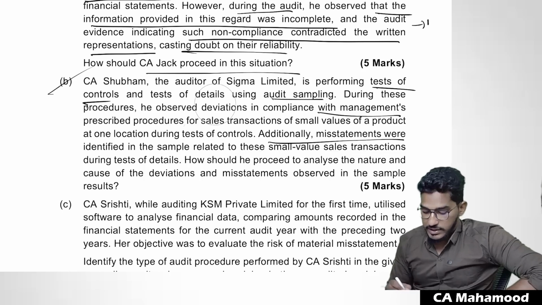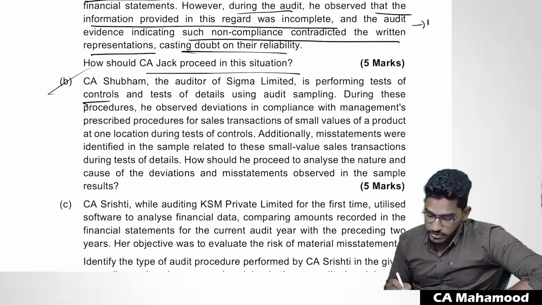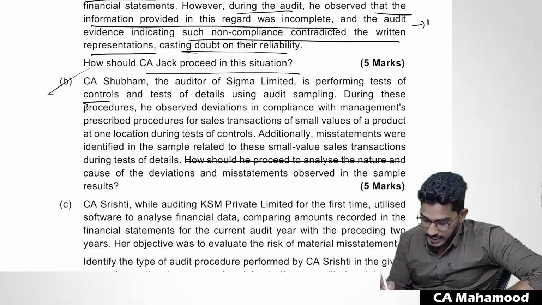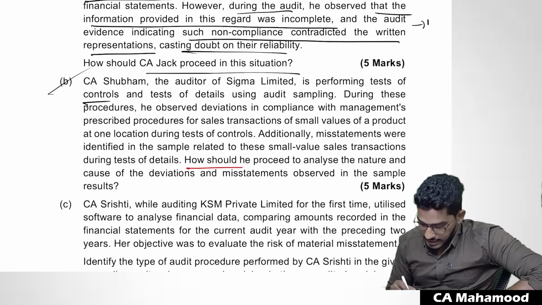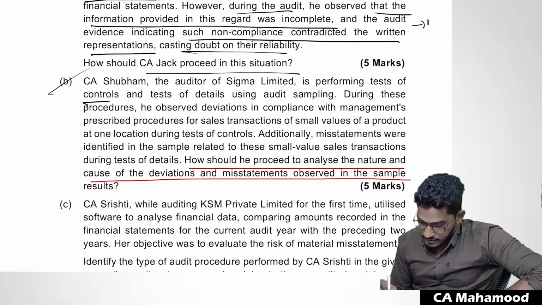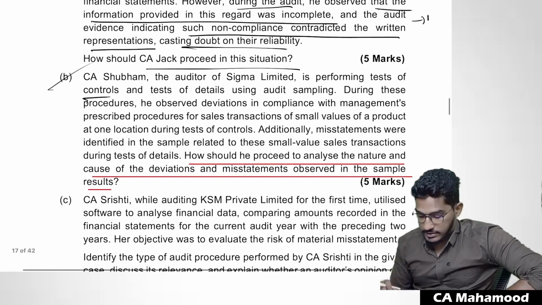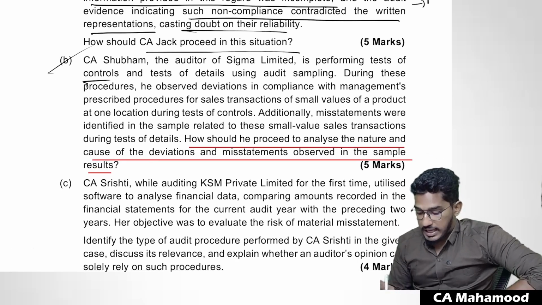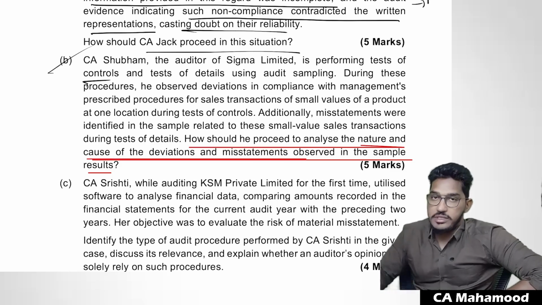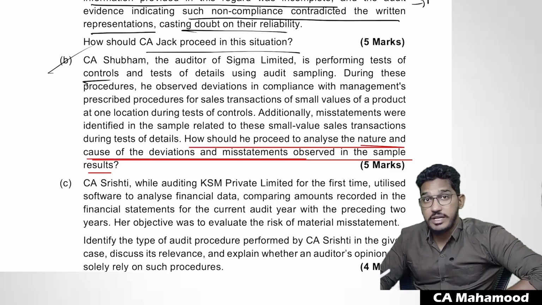See, this question is very lengthy, but I will say, even if you ignore everything and just read this last line, that also will make you write the correct answer. How should the auditor proceed to analyze the nature and cause of deviations and misstatements? So what should you do when you identify the misstatements?